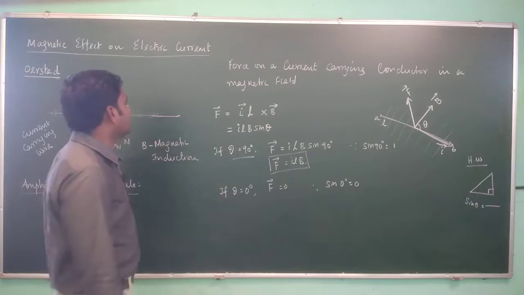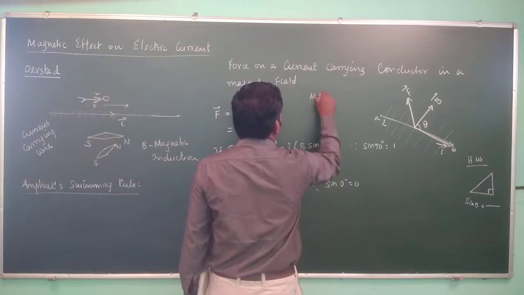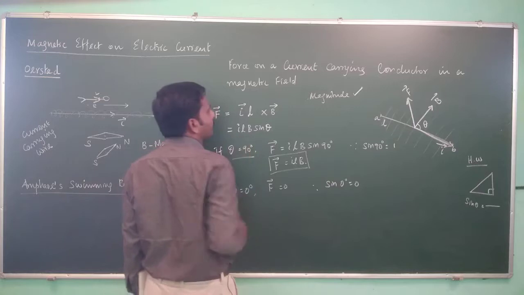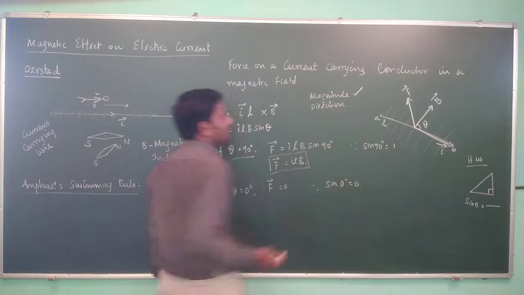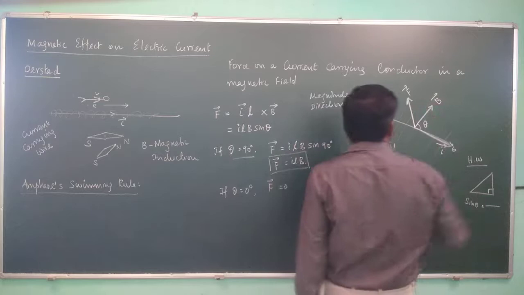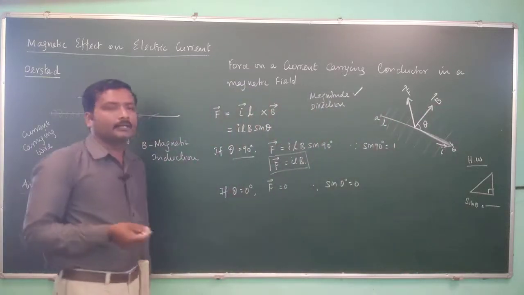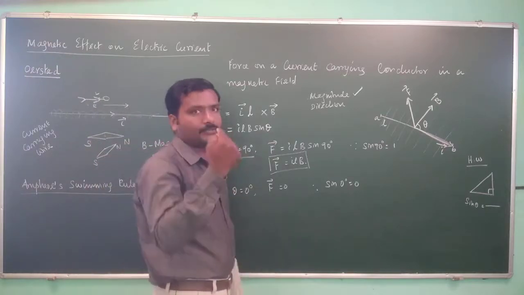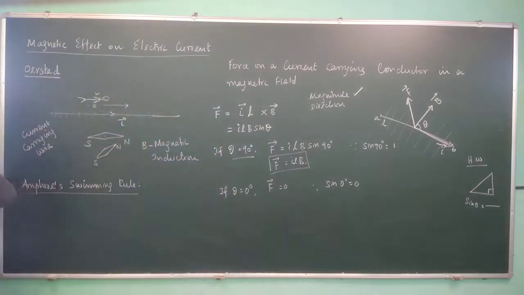Now, the direction of the force. The magnitude of the force we have calculated. What about the direction? In what direction will this force be exerted? We said that if current and magnetic induction are in perpendicular directions, we get the maximum magnitude for the force. But in what direction will that force be exerted? That is the question. That is given by Fleming's left hand rule.